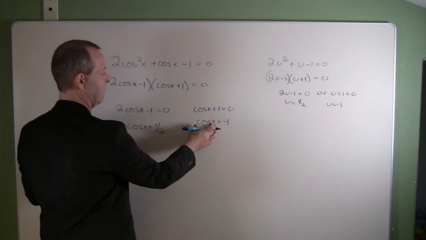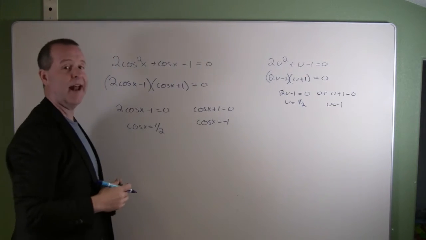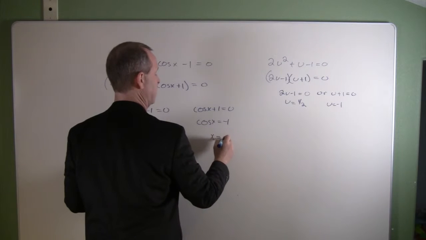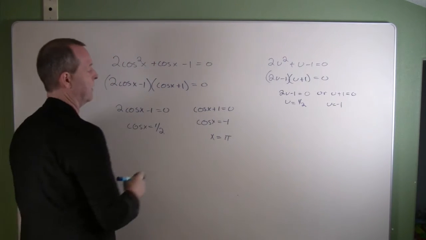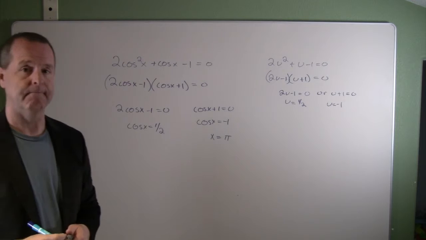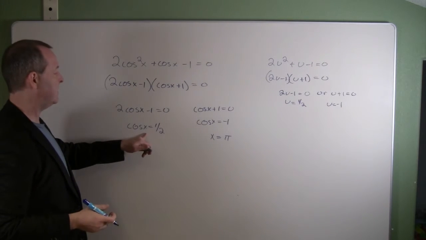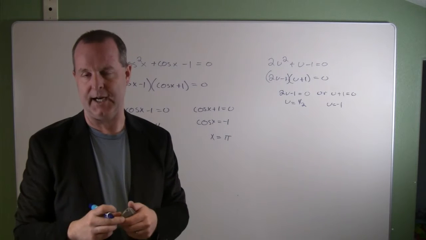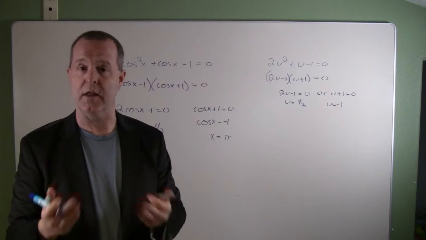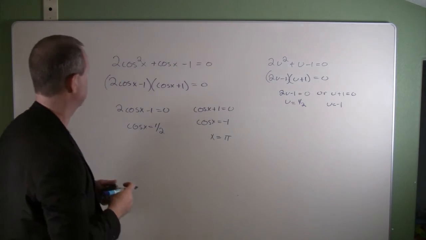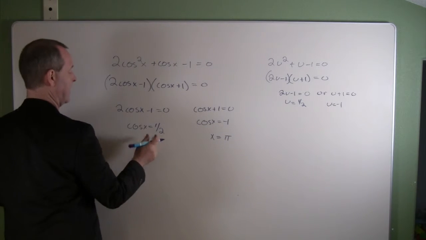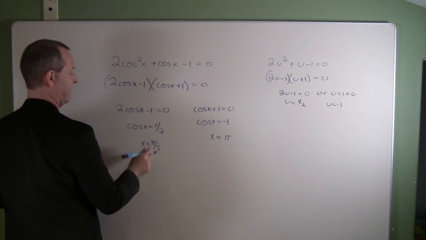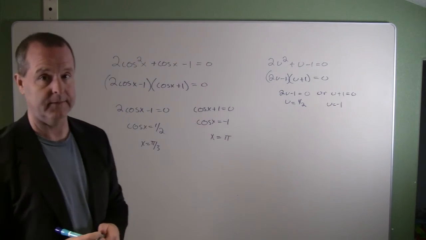Remember, the cosine of x equals -1 occurs at pi. So if x equals pi, I know that the cosine of x equals -1. Over here, where is the cosine function 1/2, and in which quadrants is that occurring? That's occurring in the first and the fourth quadrant. The first time is if x equals pi thirds, I have a cosine of 1/2.